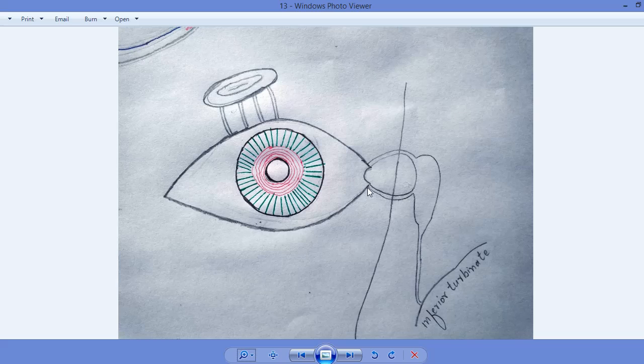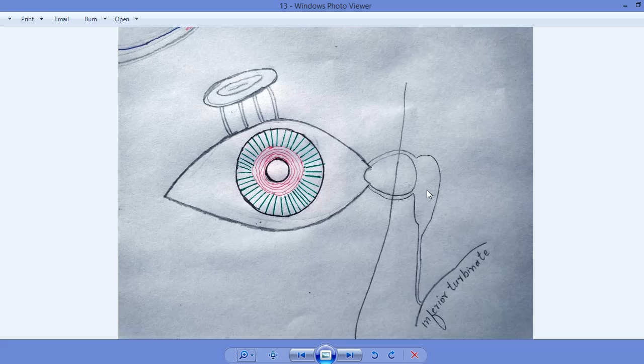The lacrimal fluid enters this lacrimal sac, but it is unable to transfer the lacrimal fluid into the inferior turbinate. So there is inflammation of the nasolacrimal sac, and this inflammation can be seen. You have seen in various patients that this point adjacent to the eye becomes swollen.